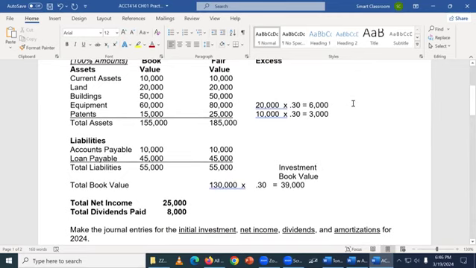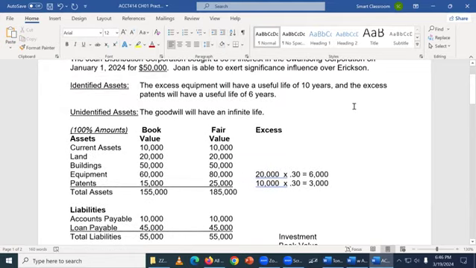All right, yeah, we can do that. Let's do the depreciation right here, just because it's easier. The excess equipment will have a life of 10 years, so we're going to divide that by 10 years. So this is what we're going to take out of our income, depreciate on it, basically. 600. And this one is by 6 years. So these are what we're going to expense.